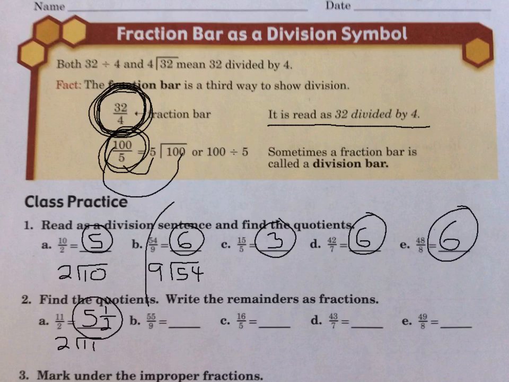Okay, so I'll do B up here. We're saying 9 goes into 55, or 55 divided by 9. 9 goes into 55 6 times. 6 times 9 is 54. You subtract and you get 1 as your remainder. So it's going to be 6 and 1 over, since that's a 9, we bring the 9 over here. 6 and 1 over 9.